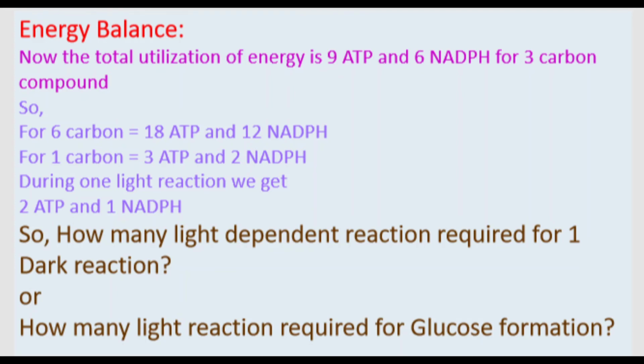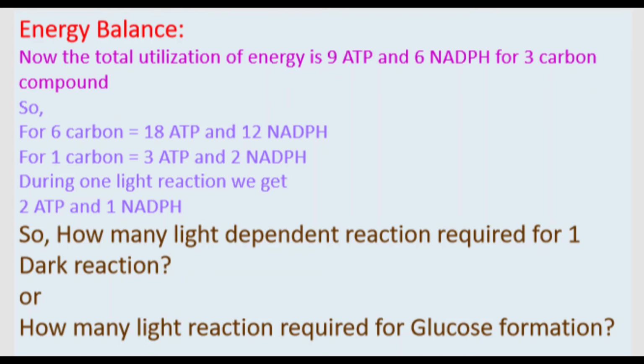That means we get a very little amount of chemical energy during the light reaction, and we need a huge amount. 18 ATP or 12 NADPH are required, and we only get 1 NADPH during one light reaction. So how many light dependent reactions are required for one dark reaction? We can easily calculate it. And how many light reactions for 1 glucose molecule?